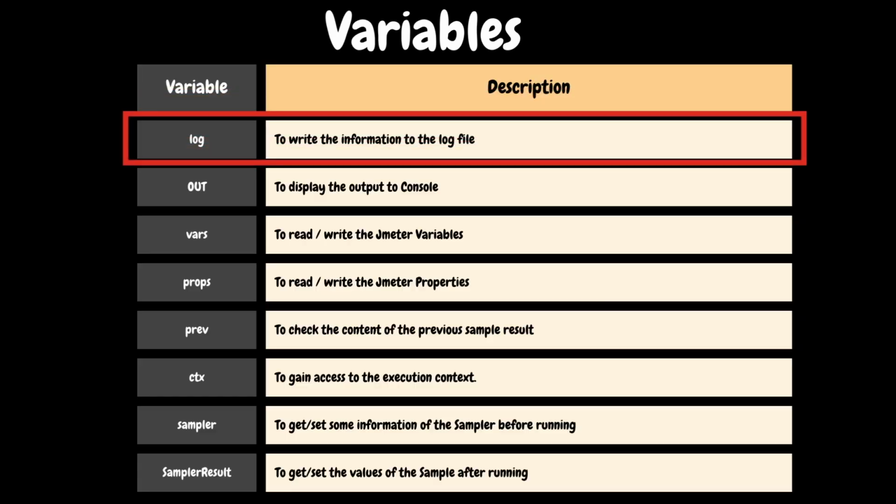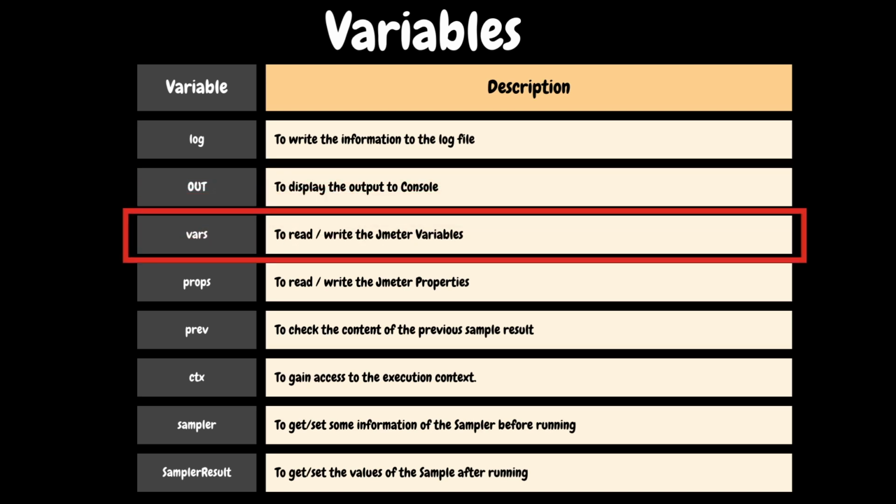First one, log. The log variable can be used to write any data or information to the JMeter log file. This log file will be available in JMeter bin directory. This approach is really handy for debugging issues during scripting activities. Next, we have out. It is similar to log. Instead of writing the data to jmeter.log file, we can display the output to the JMeter console.